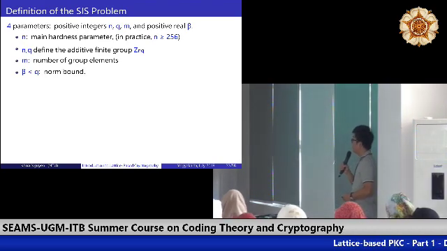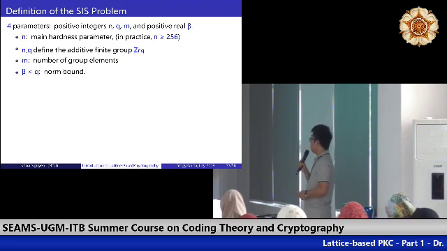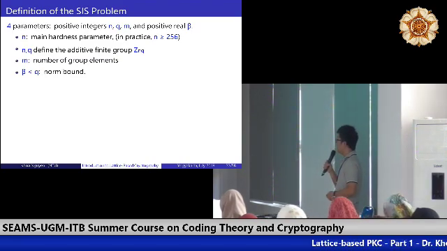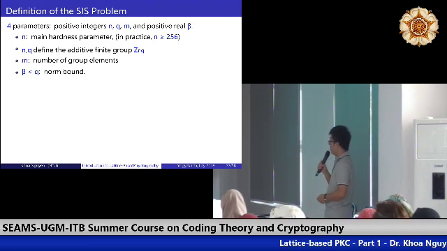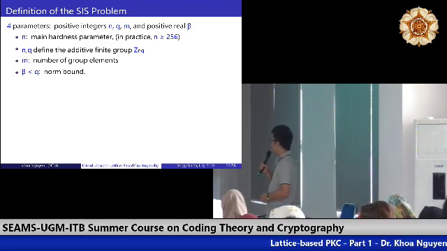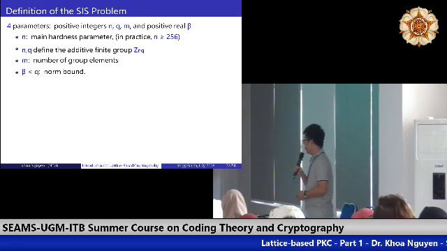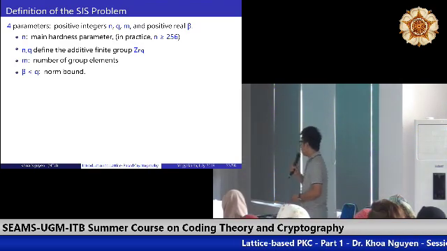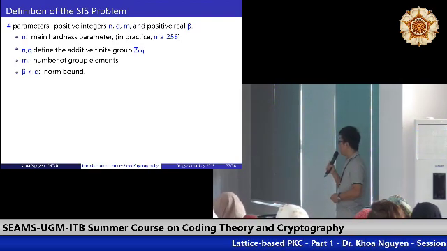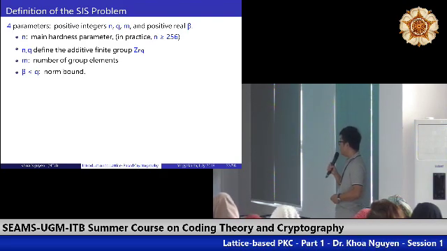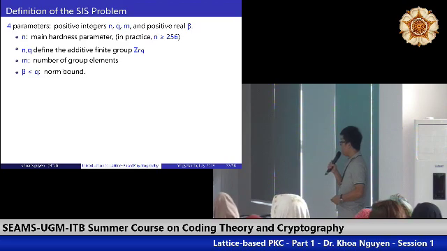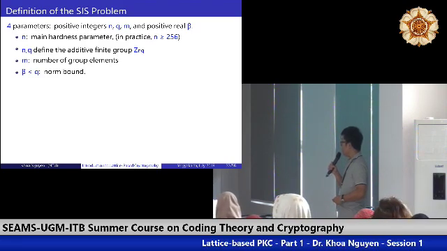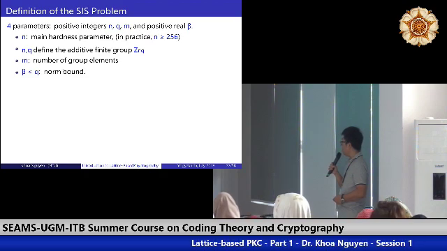So with n and q, we define the additive finite group Z_q to the n. It's the group of n-dimensional vectors over Z_q. And m is the number of group elements, and beta is the bound. It's less than q. The problem is as follows. Given m uniformly random vectors a1 to am, each of them a vector in Z_q to the n, you can form the matrix A in Z_q to the n times m, consisting of m columns, each of them ai.